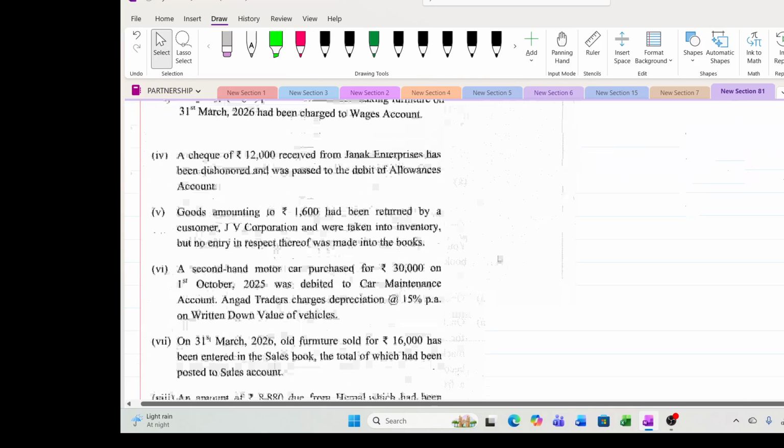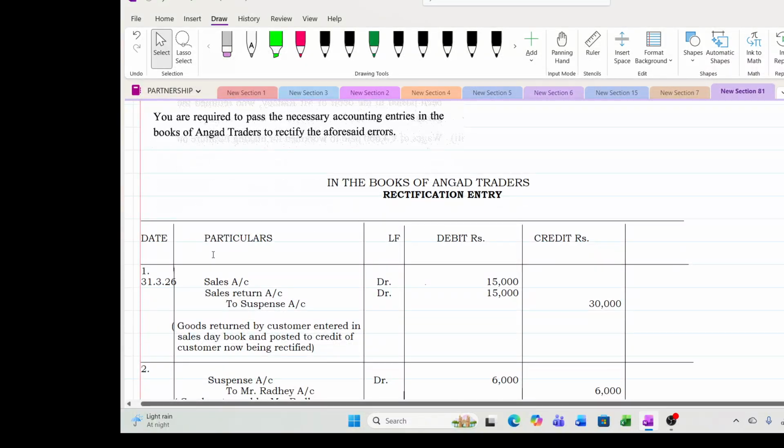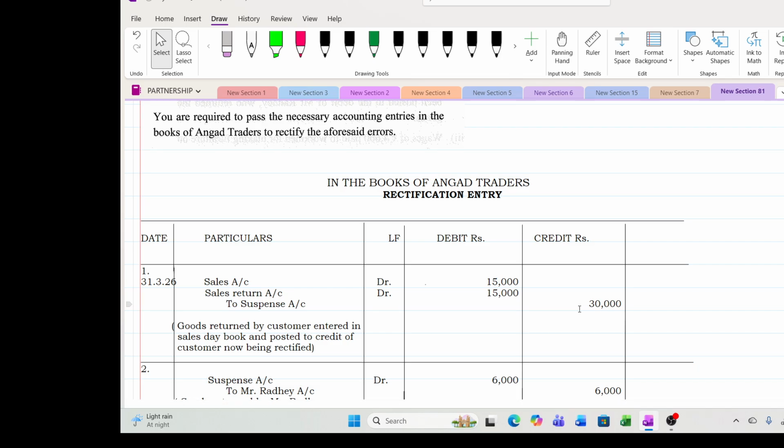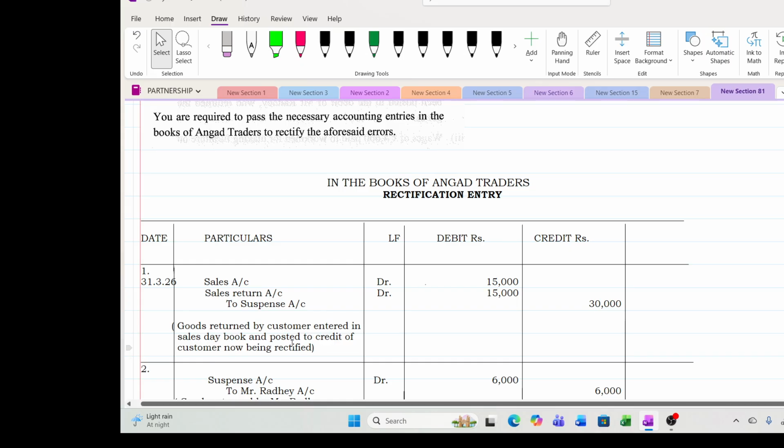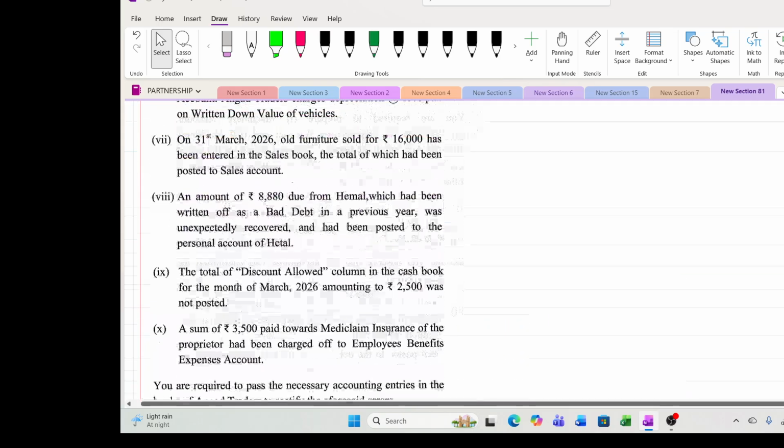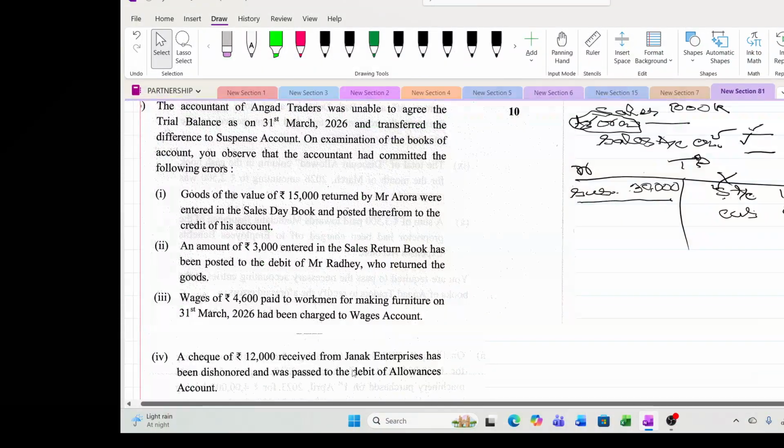So I made it for time convenience. The entry is here. Sales account is debited. Sales return account is the correct entry. Customer has to be credited. It was done already correctly. So the difference was posted to suspense account on the debit side. Now we have reversed the suspense account. In order to rectify any error in accounts, if it is appearing on the debit side, we have to credit it so that the amount becomes nullified. Okay. So goods returned by customer entered in sales day book and posted to the credit of the customer is now being rectified. Okay, now moving on to the second item.